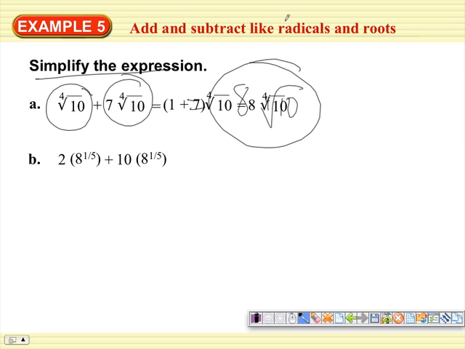Under 12. Yeah, that's like 2 x's plus 10 x's. Same exact thing. So, 2 plus 10, 12, x to the 1/5.